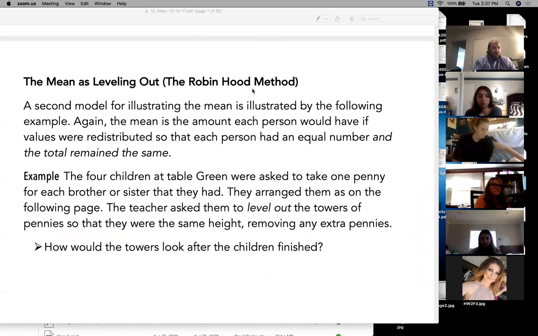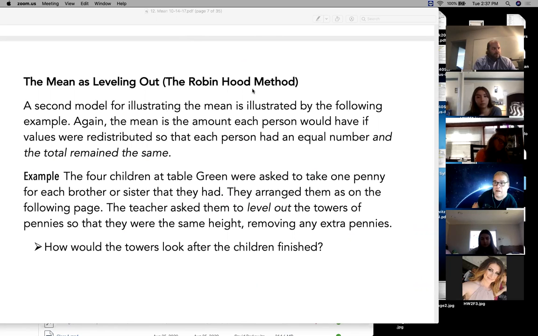Why do you think it's the Robin Hood method? What do you think of that name? Taking from the rich and giving to the poor. Right, you're taking from the ones who have a lot and giving to the ones who don't so that everyone's equal. Okay.